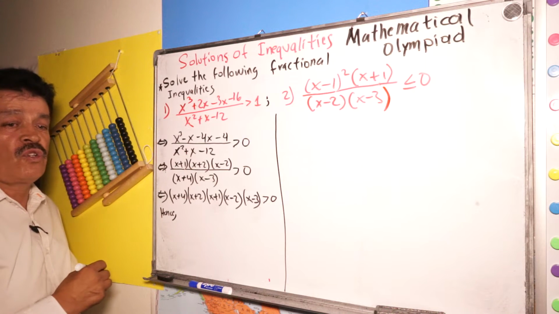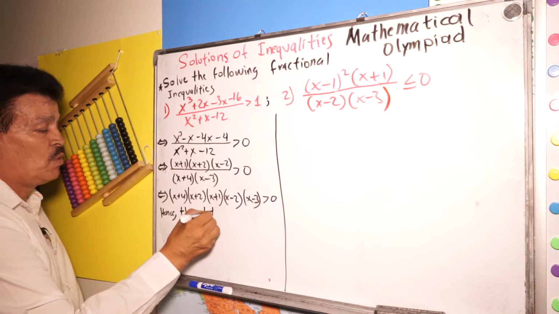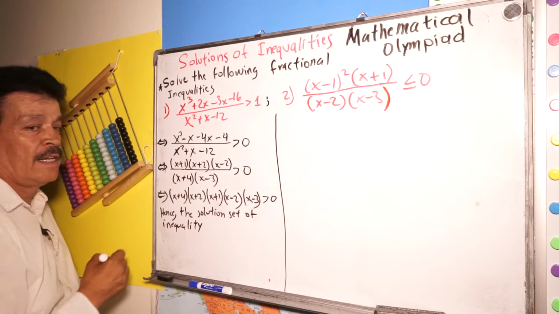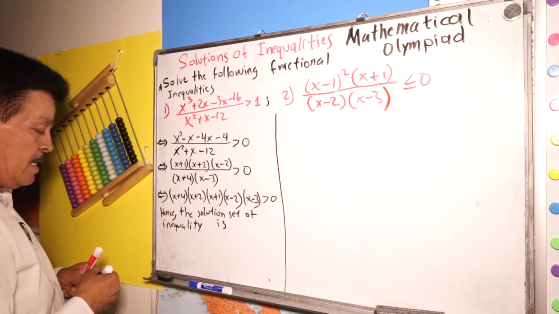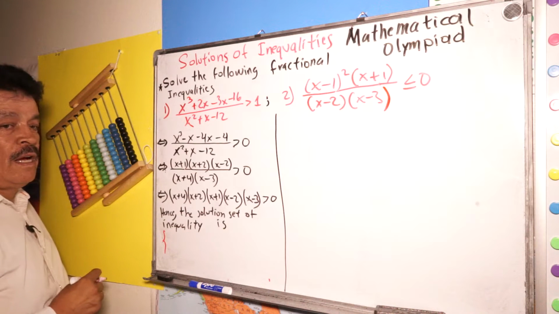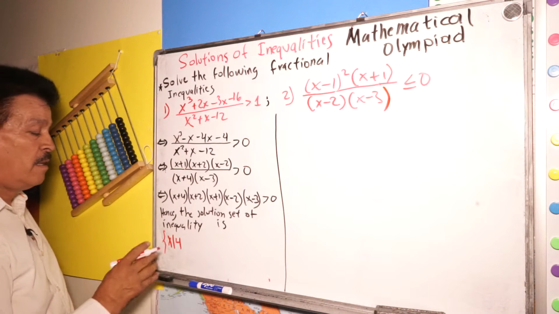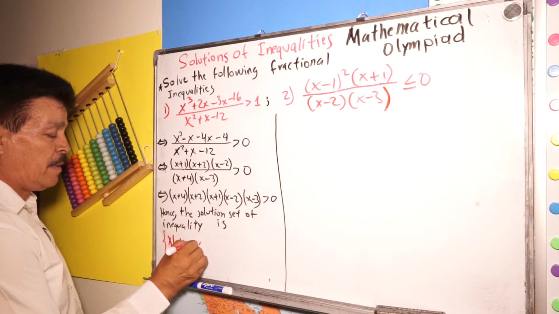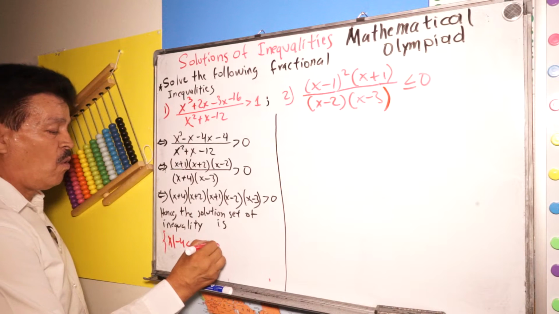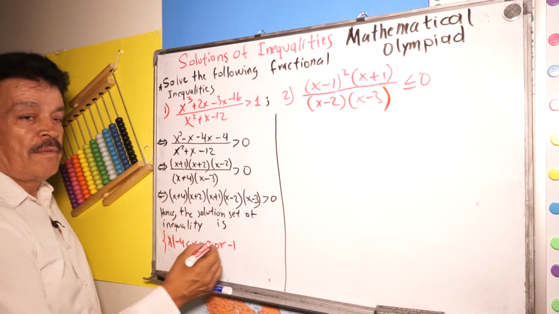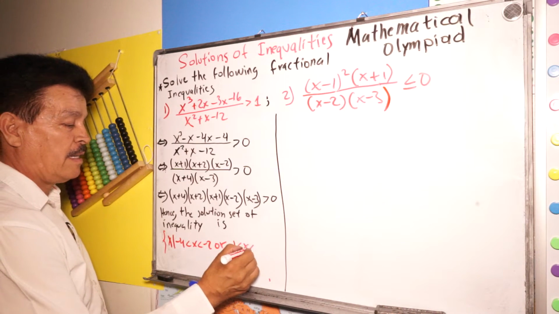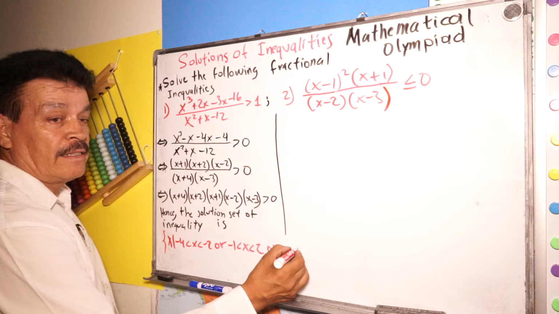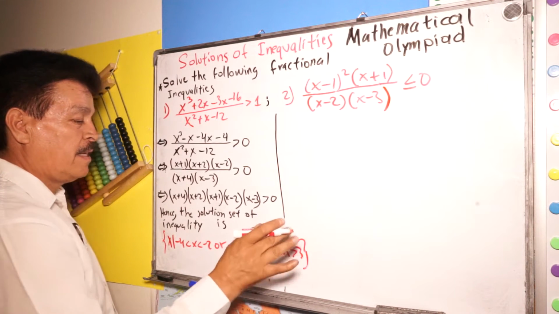So hence, the solution set of the inequality is like this: x such that x is between negative 4 and negative 2, or negative 1 is less than x less than 2, or x is greater than 3. That's it. That's the solution.